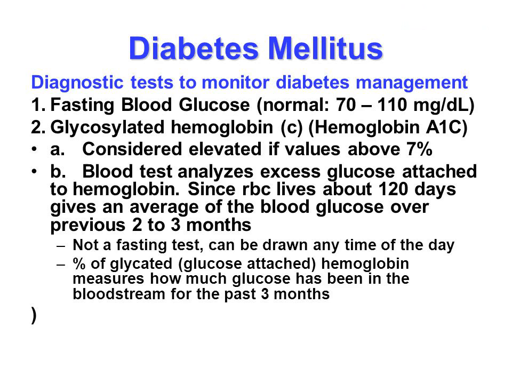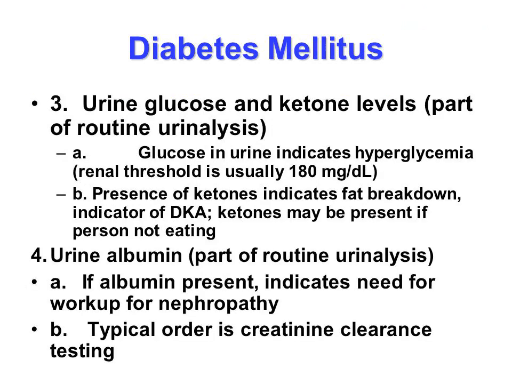Percent of glycated hemoglobin, glucose attached, measures how much glucose has been in the bloodstream for the past 3 months. Diabetes mellitus. 3. Urine glucose and ketone levels, part of routine urinalysis. A. Glucose in urine indicates hyperglycemia, renal threshold is usually 180 mg/dl. B. Presence of ketones indicates fat breakdown, indicator of DKA, ketones may be present if person not eating.